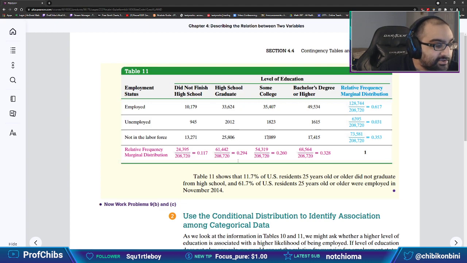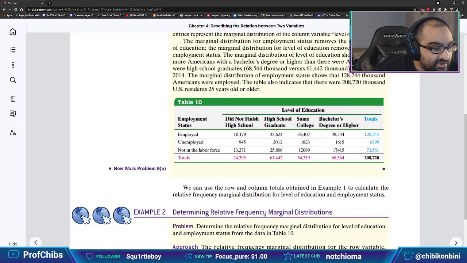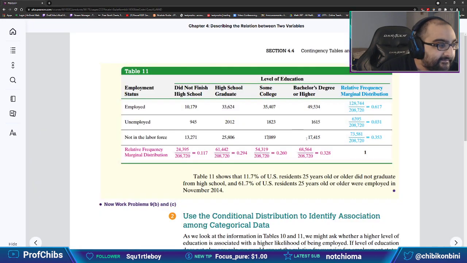Okay, high school graduates, again, just take the total and divide it by the total sum that we have here. Let me go back for just a second. That total sum is the overall total right here. Again, take the total for some college, take the total for the bachelor's, divide it by the overall total. Same thing with the rows, do the same thing, and you'll get the respective percentages.